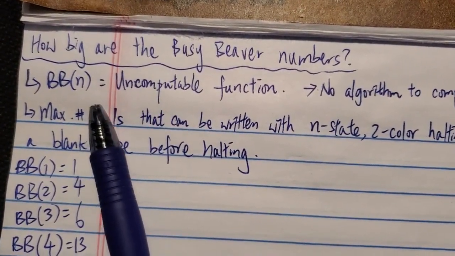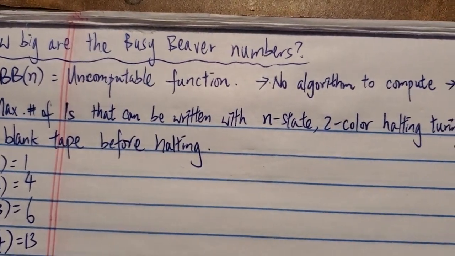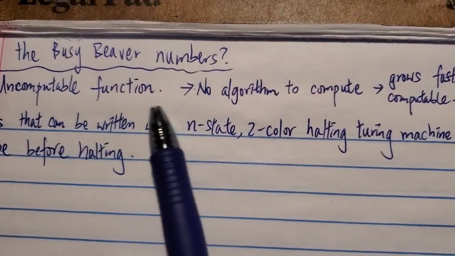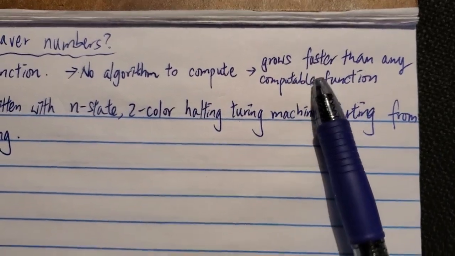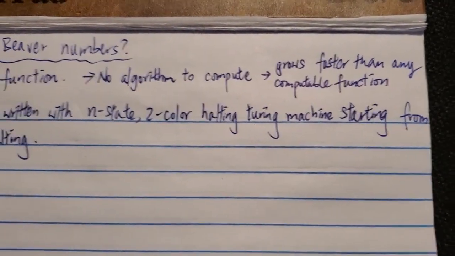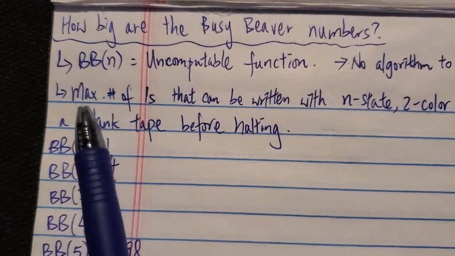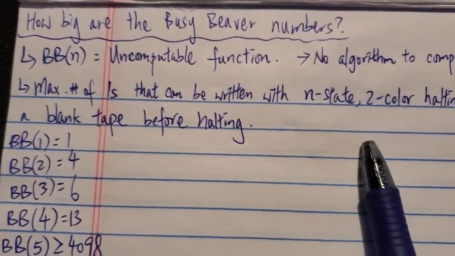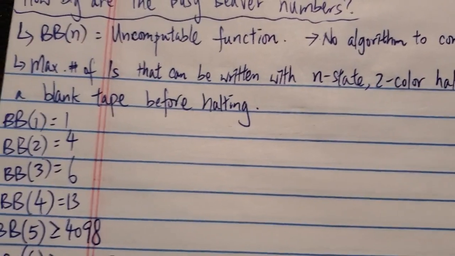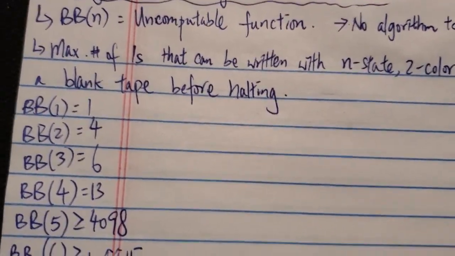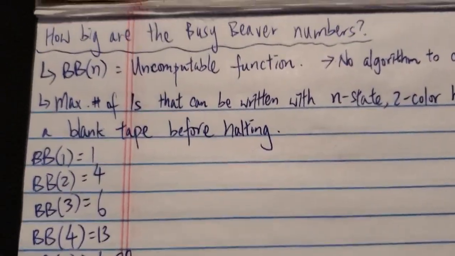So first of all, the busy beaver, in this video I'm going to write it as BBn, is one of the most famous uncomputable functions in googology. An uncomputable function means there's no algorithm to compute it, and it can be shown that the busy beaver grows faster than any computable function, which I'm going to talk about a little later in the video. The definition: BBn is the maximum number of ones that can be written with an n-state two-color halting Turing machine starting from a blank tape before halting. So it's related to the halting problem, which is famously known to be uncomputable.